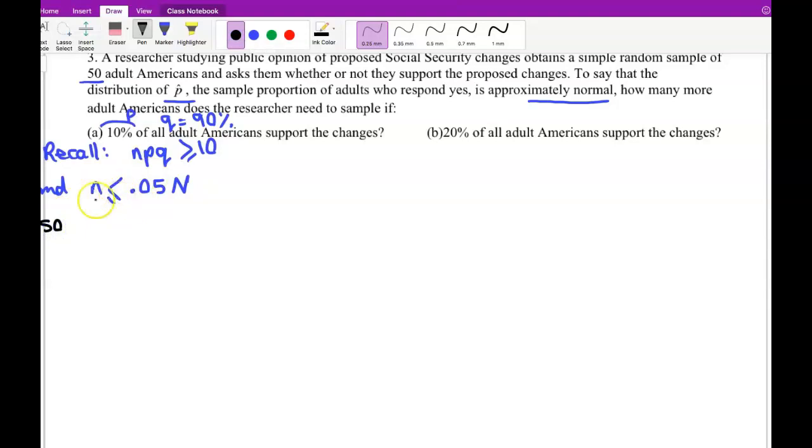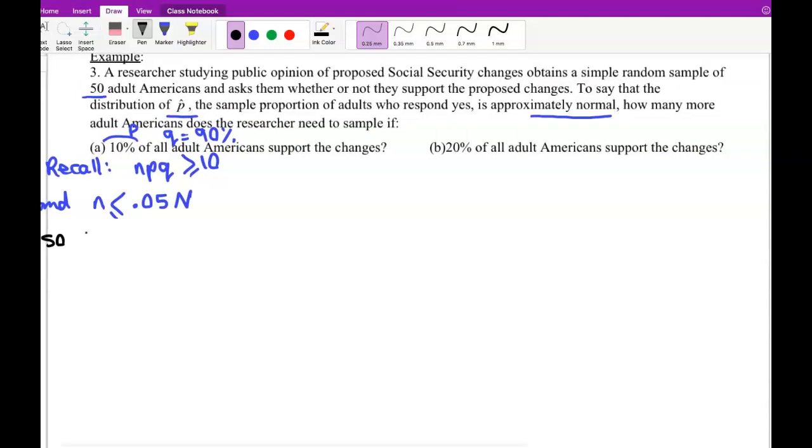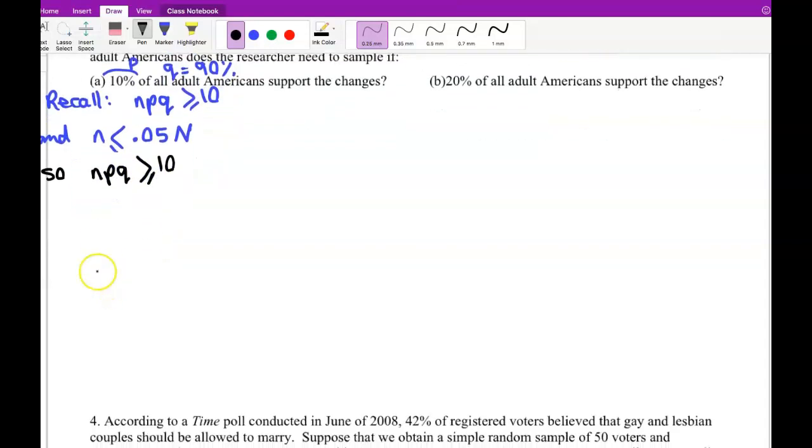Obviously that's correct because we have the sample size as 50 and we have a large population. So 50 is less than or equal to 5% of the population. Now n times p times q greater than or equal to 10, with p as 0.10 and q as 0.90.